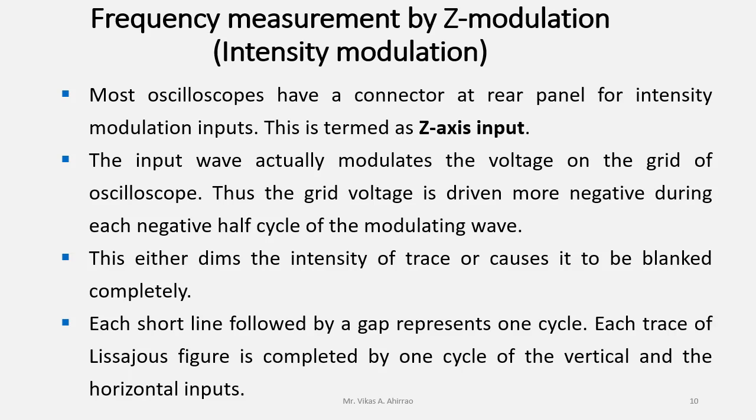and we will have a short line, that is a more intensity line, followed by a less intensity line or a gap which will represent one cycle, and each trace of the Lissajous figure will get completed by one cycle of the vertical and horizontal inputs. This technique is easily useful for unknown frequency measurement, and that unknown frequency will be applied to the Z-axis input.